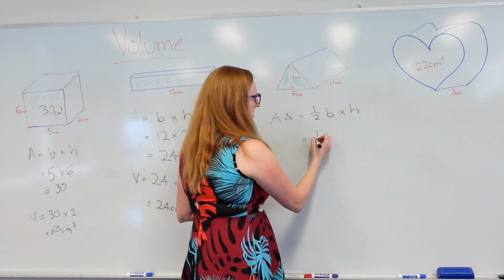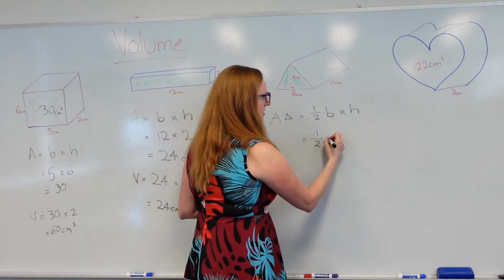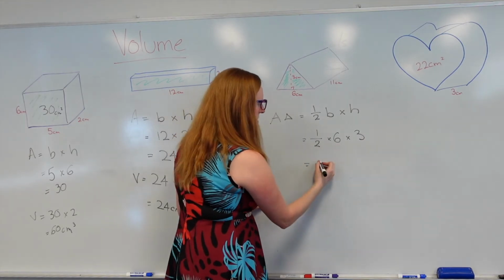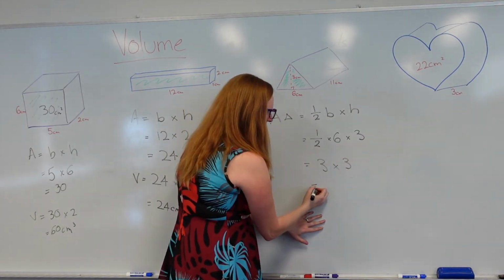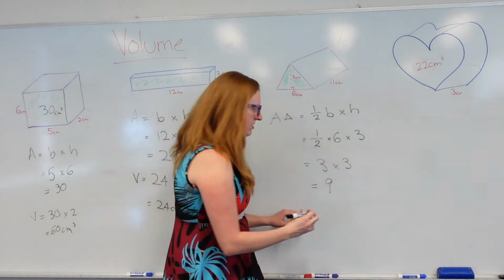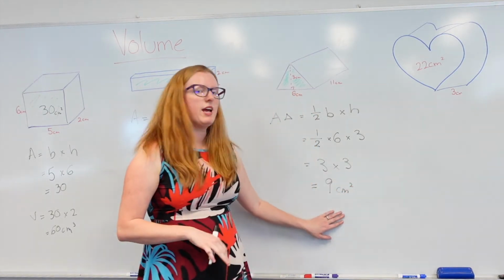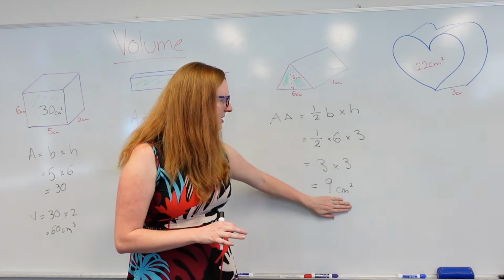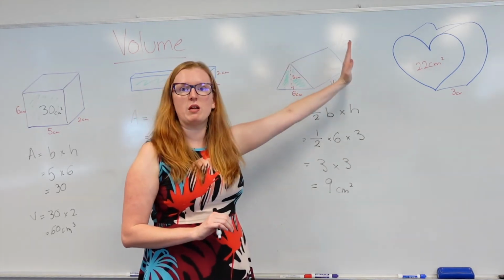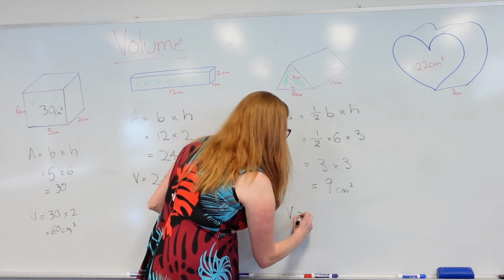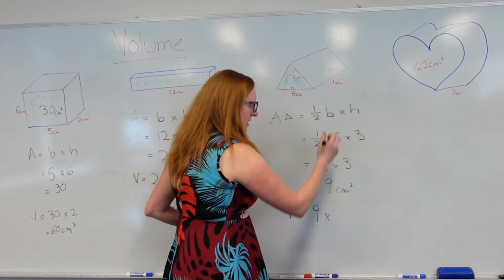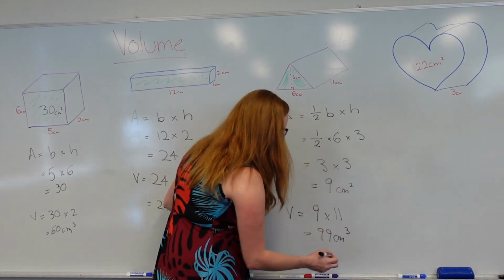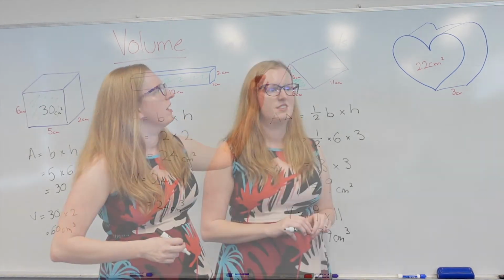Okay. So half, our base is 6, and our height is 3. So half of 6 is 3, so it's 3 times 3. So the area of that front face is 9 centimeters squared. Okay, but at the end of the day, I'm trying to find the volume. So now in order to find the volume, I multiply this area by how far this shape has been stretched. So volume equals 9 times 11. So I get 99 centimeters cubed. And that's the volume of that particular shape.